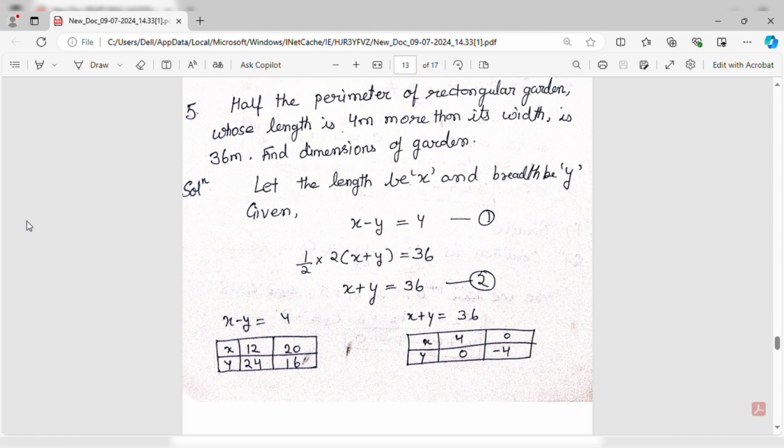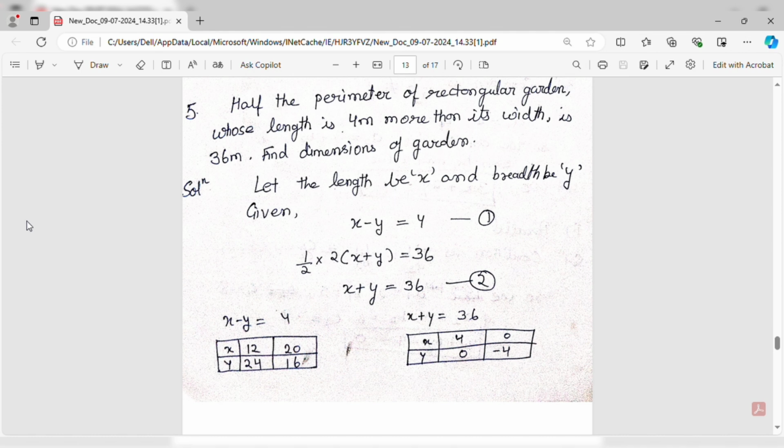Fifth question. Half the perimeter of a rectangular garden whose length is 4 meters more than its width is 36 meters. Find the dimensions of the garden. So we will assume the length of the garden as x and the width or breadth as y meters. Then we will frame the equations.